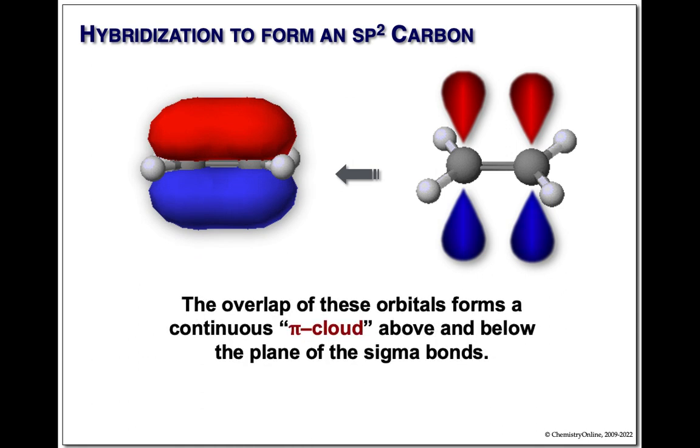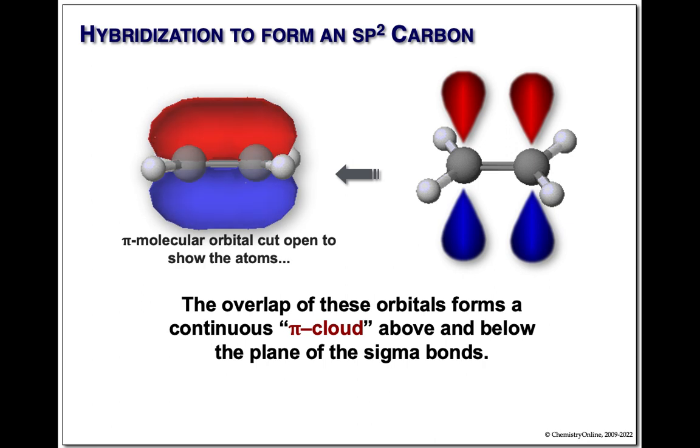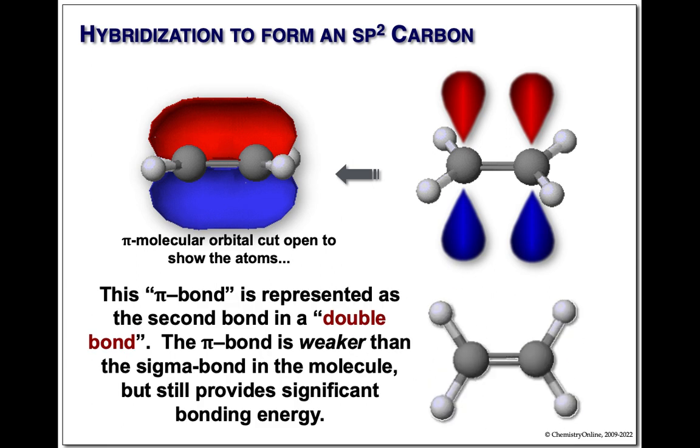Looks kind of like a hot dog, right? If we look in the middle, there's our sigma network. These are the p orbitals above and below. Since these come from p orbitals, this is called a pi cloud, Greek symbol pi. We show the structure of this as a double bond. One is the sigma bond, the other is the pi bond. Here's our carbon-carbon double bond. Again, one is a real bond, and the other is this thing.